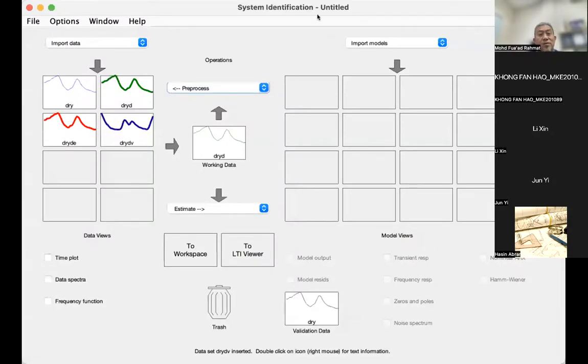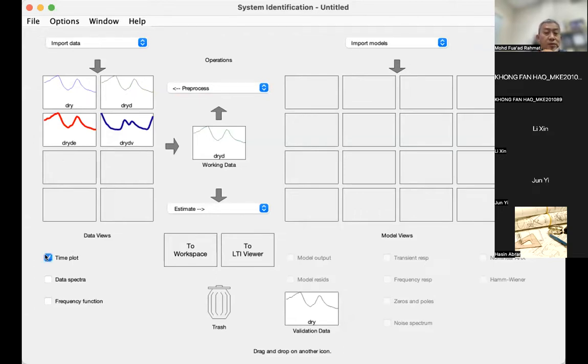Okay, can you see? This is the first one. Dry is the raw data. If we don't use it, we deactivate it. You click at the dry, and when deactivated, it is not bold anymore. Dry D is after remove means, after pre-processing. This one we will not use anymore, so we deactivate it. The ones left are dry DE, the first 500, and dry DV, which is the same data but the remaining 500.